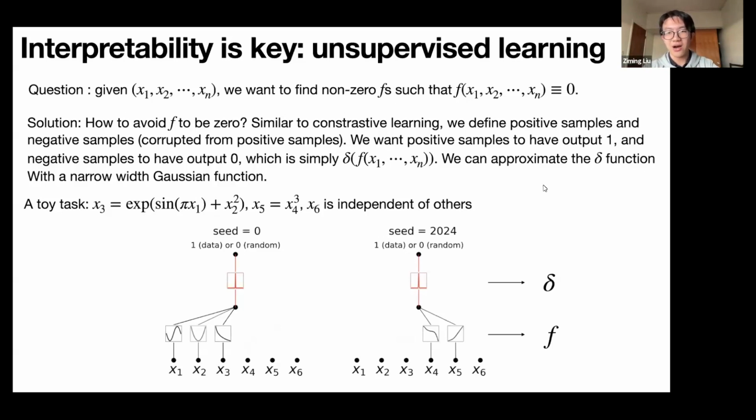One case of this scenario is that suppose we're given 6 variables, and the first 3 variables have this relation: x3 is exponential of sine of pi x1 plus x2 squared, and x5 is x4 cubed, and x6 is independent of all others. From the construction of the dataset, we know clearly that there are 2 groups of related variables. One group involves x1, x2, x3, another involves x4 and x5. We want to see if KAN can rediscover this relation, and it indeed can. How we solve this problem is a bit technical. If you're interested, we can chat later.